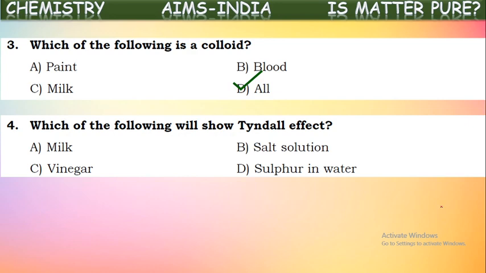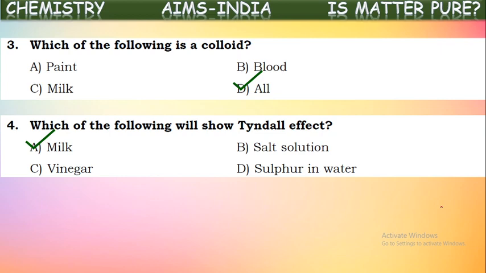Actually, sulfur won't dissolve into water, it settles down. But whereas in milk, fat particles are spread over in the water with considerable small size. So when light is passed through this milk, these fat particles will scatter the light. So that is called showing Tyndall effect. So milk can show Tyndall effect because of the presence of fat particles in the water.